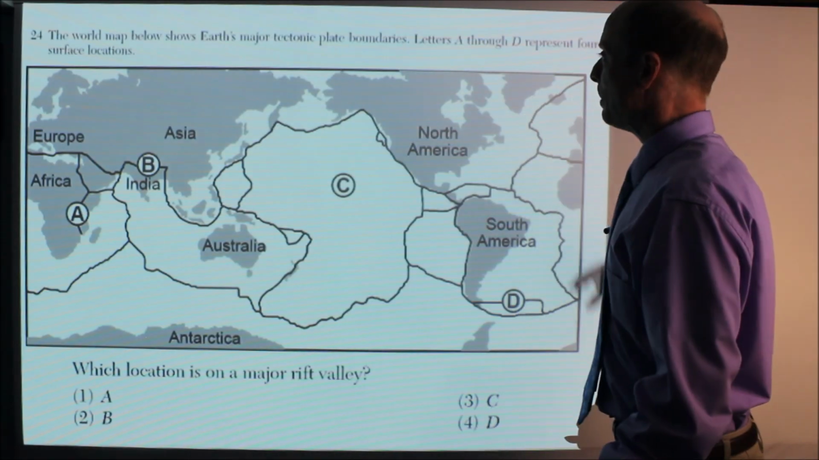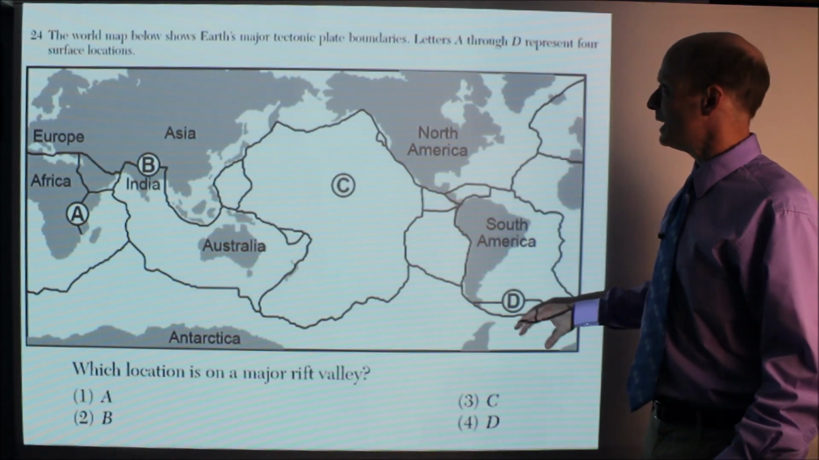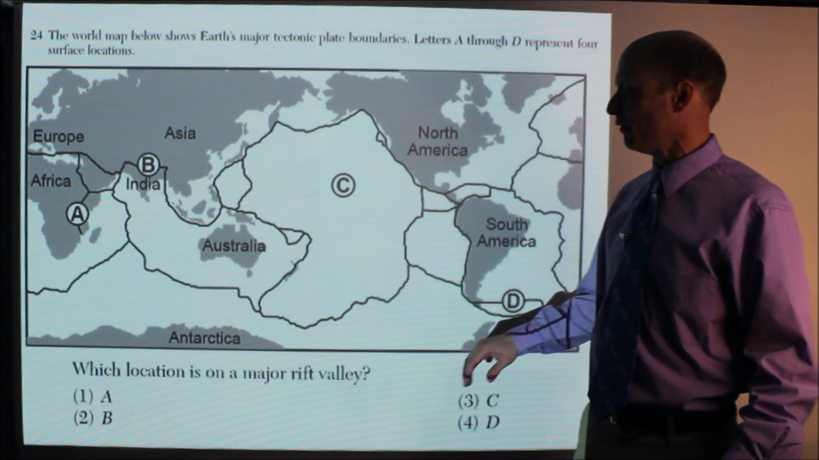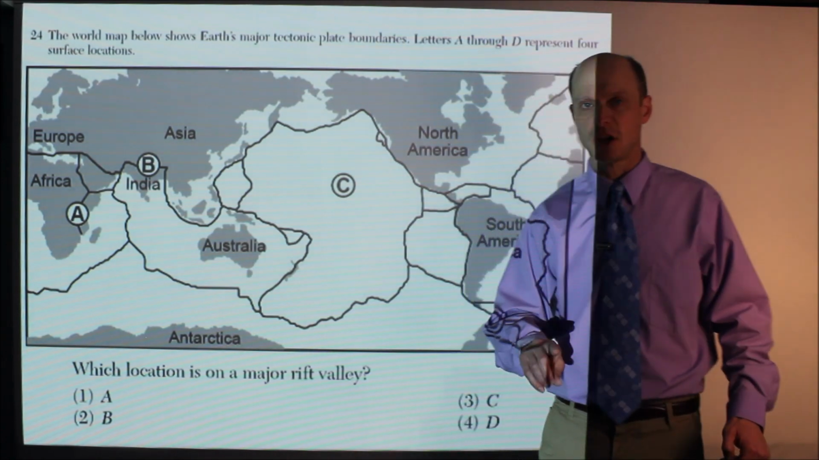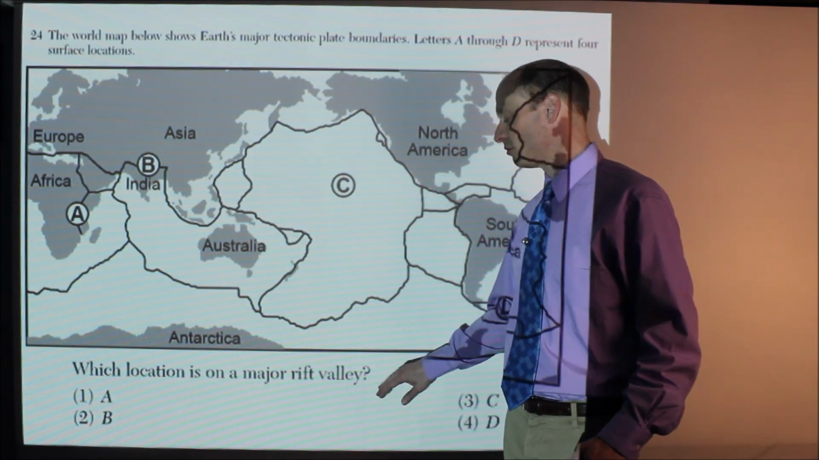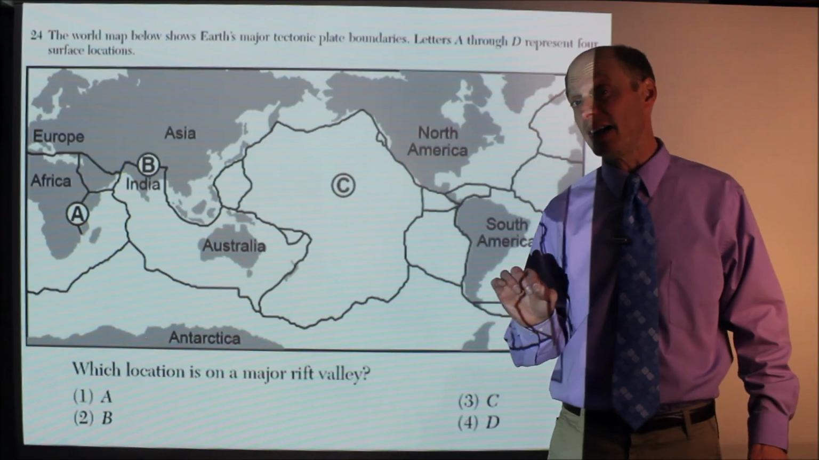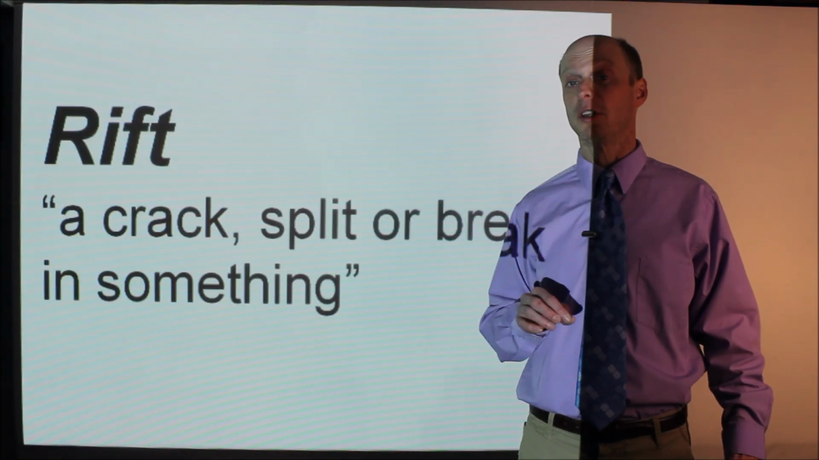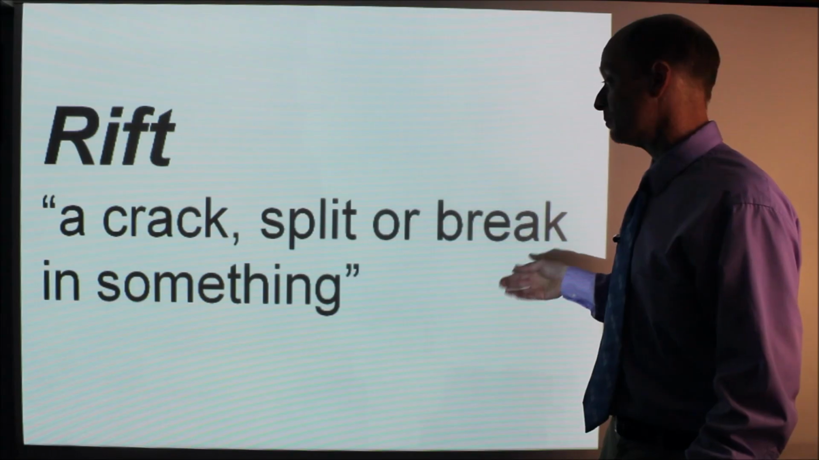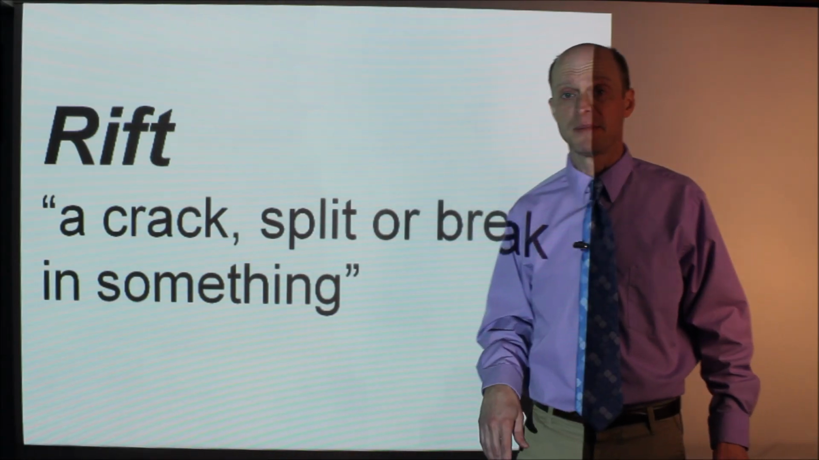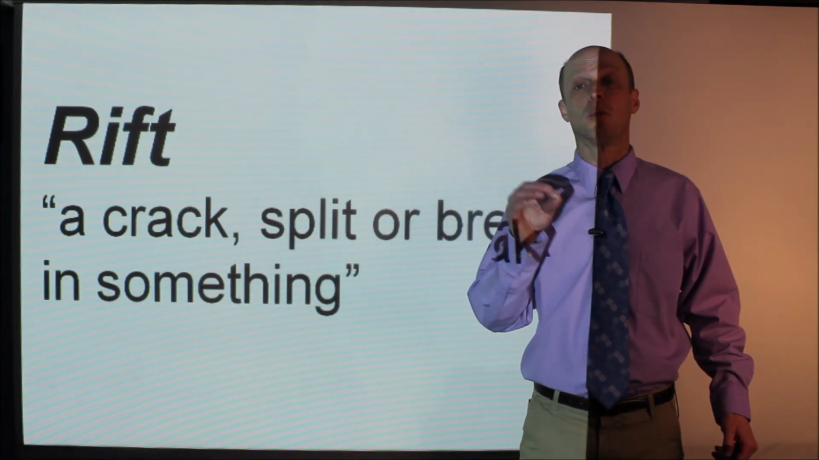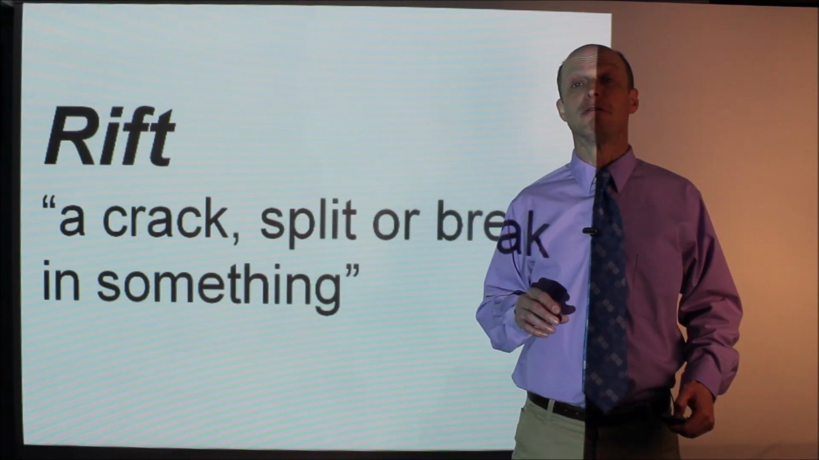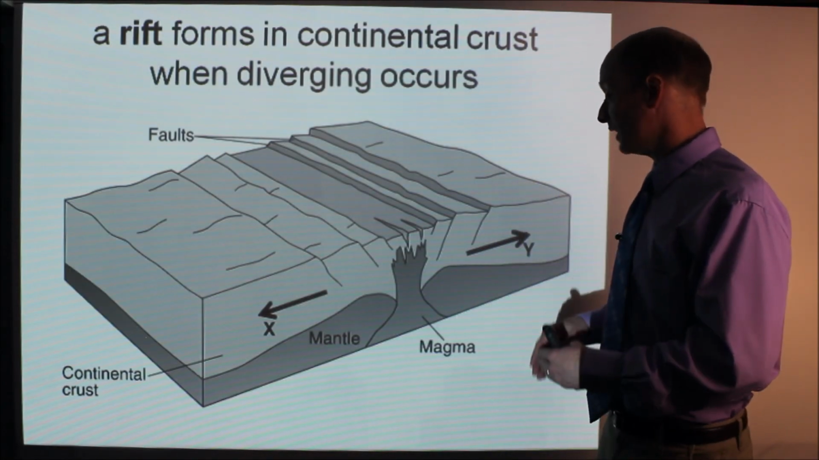24. The world map below shows Earth's major tectonic plate boundaries. The letters A through D represent 4 surface locations. The question is this: which location is on a major rift valley? That, you need to know what that means, rift valley in the word. Let's start with the word rift. Rift is basically a crack or split or break in something. In the world of plate tectonics, that rift is when you have plates pulling apart.